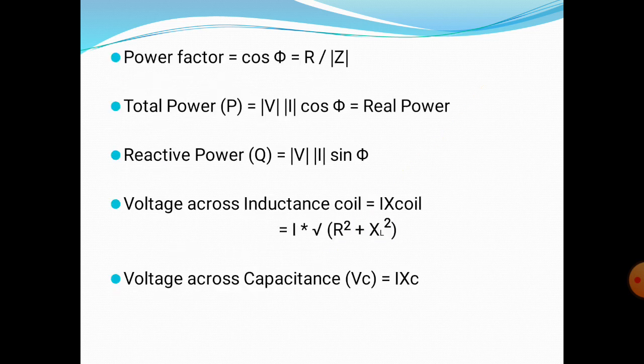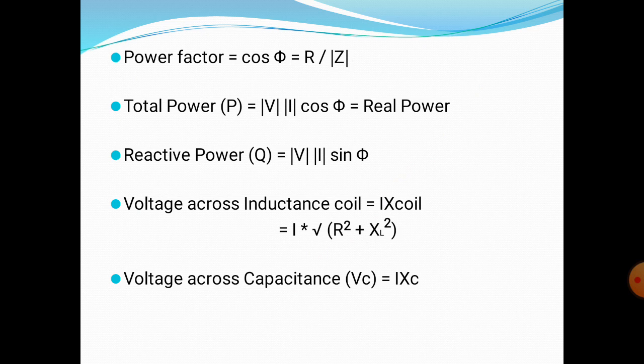And the next one is power factor. Power factor is equal to cos phi. Cos phi is equal to R divided by modulus of Z. R is nothing but the resistance of the circuit. Next, total power P is equal to VI cos phi. Another name of total power P is real power. Next one is reactive power. Q is equal to VI sin phi.